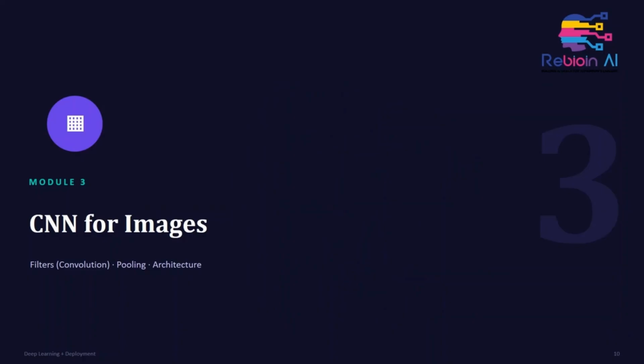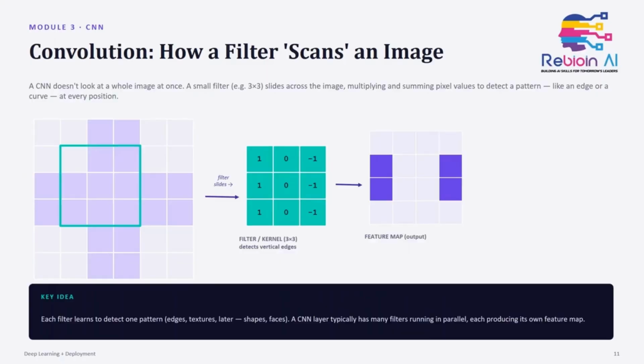Next we'll move on to CNN for images. CNN stands for Convolutional Neural Network. CNN is specially designed for images. So where can we see CNN applications? It is seen in face recognition, MRI scan analysis, object detection, and number recognition. Instead of seeing the entire image at once, CNN looks at small parts. As I said earlier, in face recognition.